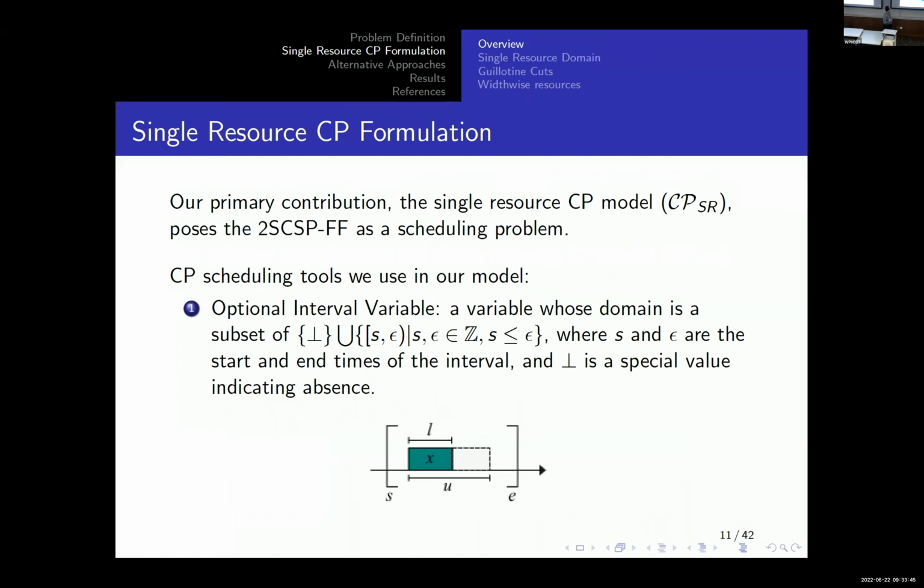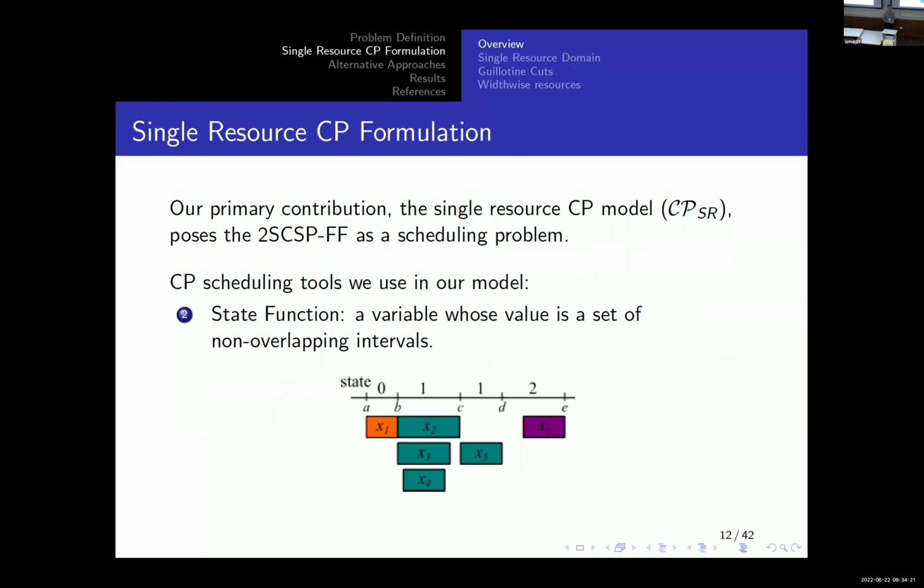So first, optional interval variables. An optional interval variable is a type of variable whose value is either some semi-open interval on some time horizon, or a special value indicating absence. Each optional interval variable is typically defined by a start time, an end time, and some duration, that's the duration of the interval. An example usage of this is typically jobs or operations in the job shop scheduling problem, for example.